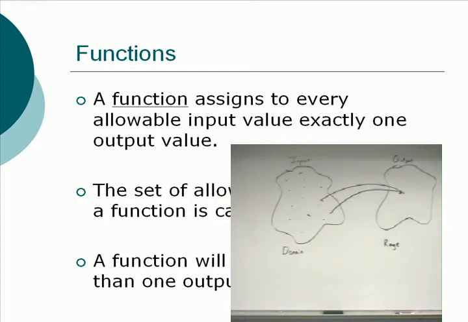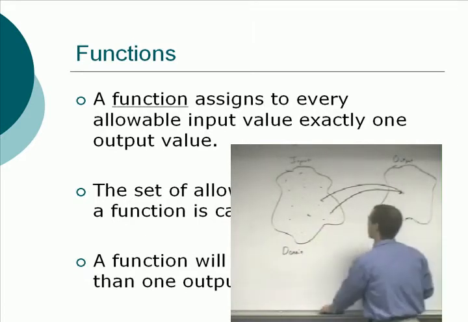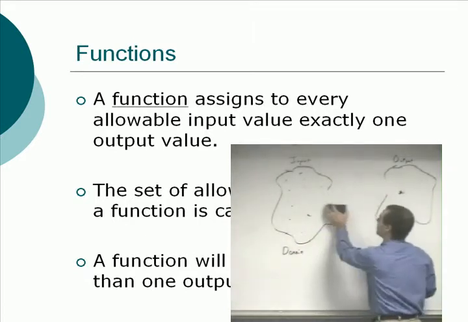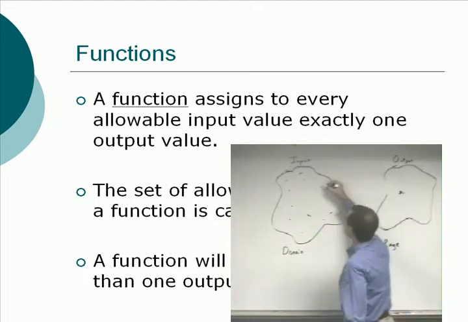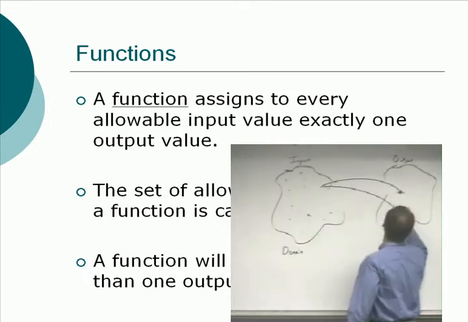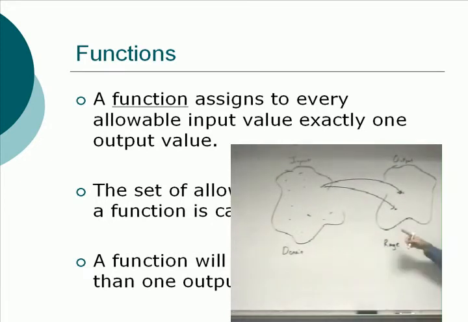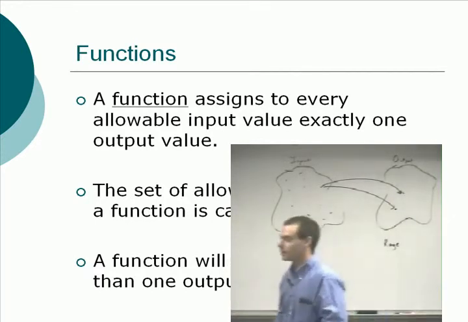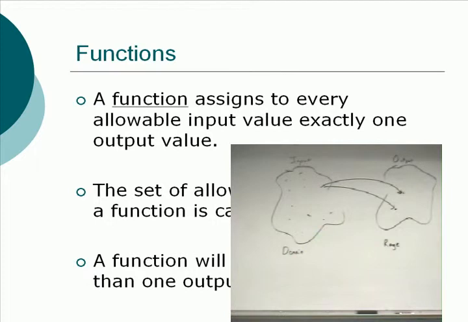Yes, that's allowable. We could have a function machine that was programmed to kick out 1 every time, and it would still be a function. However, if you had one input value and it produced two different output values, could it be a function? No. That's what'll break the deal. It won't be a function if there's more than one output value.